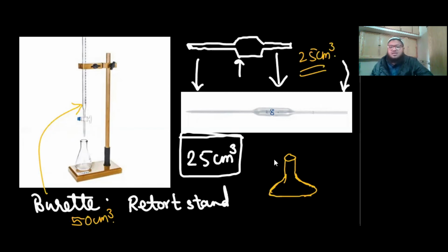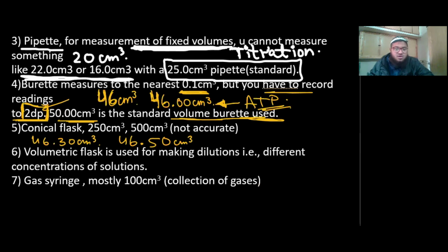Again, this conical flask is not used for accurate measurements. It's just used for mixing and making solutions. It's not used for measurements, because it has a very low accuracy. You can have various different volumes of conical flasks, and that's not actually very important. You don't need to learn these. They won't ask you the volumes of a conical flask, but it's better to know these two standards, because these are the ones which I have seen throughout your past papers.